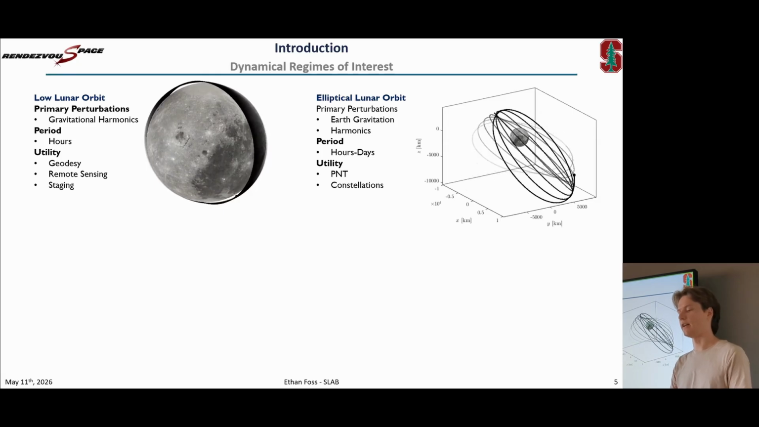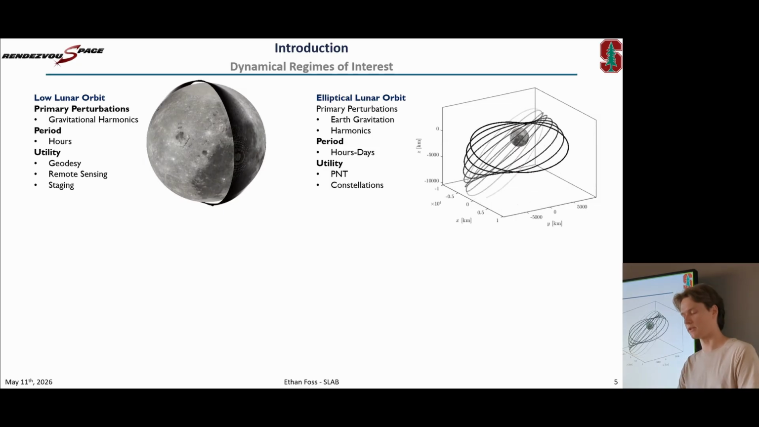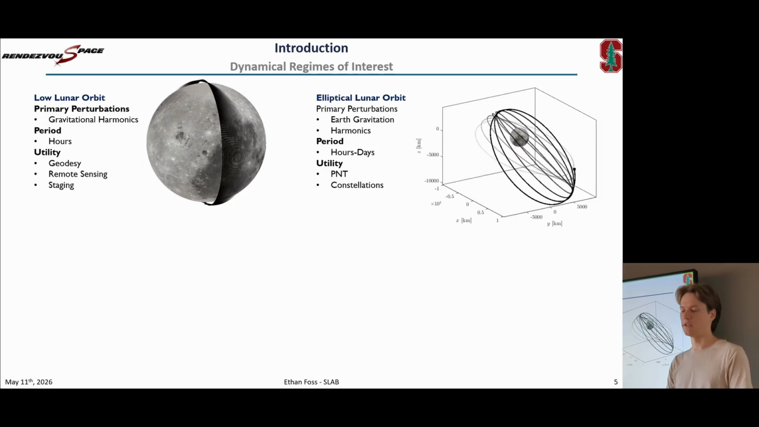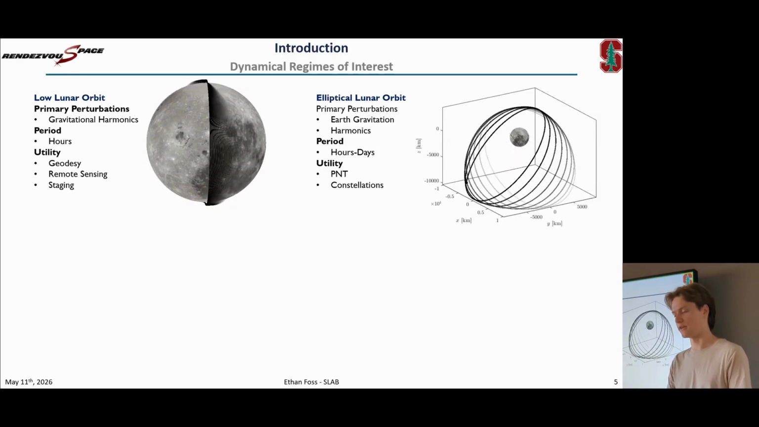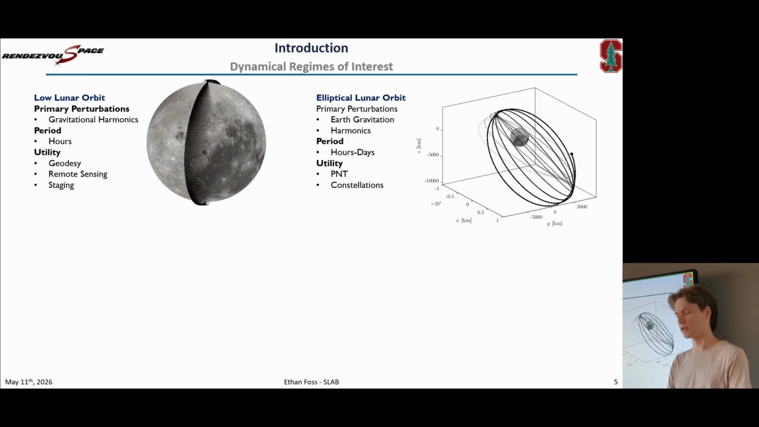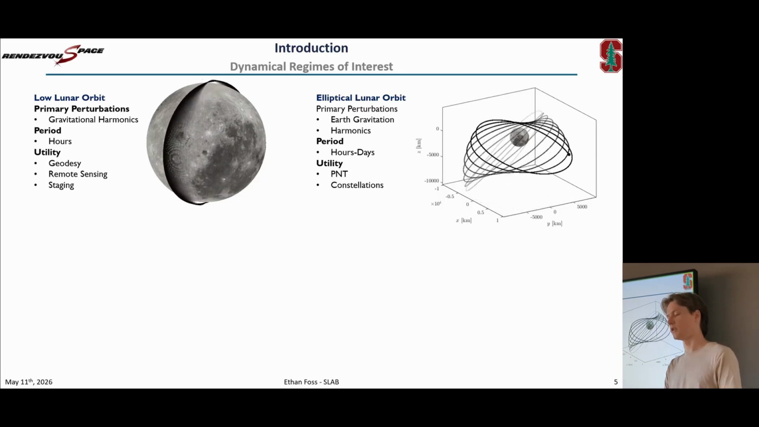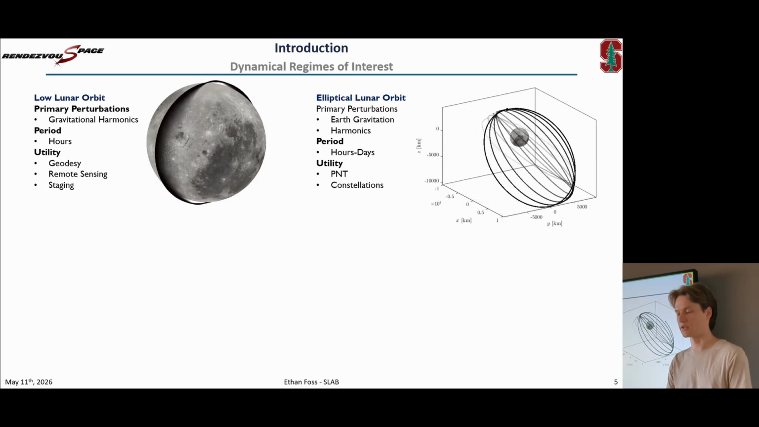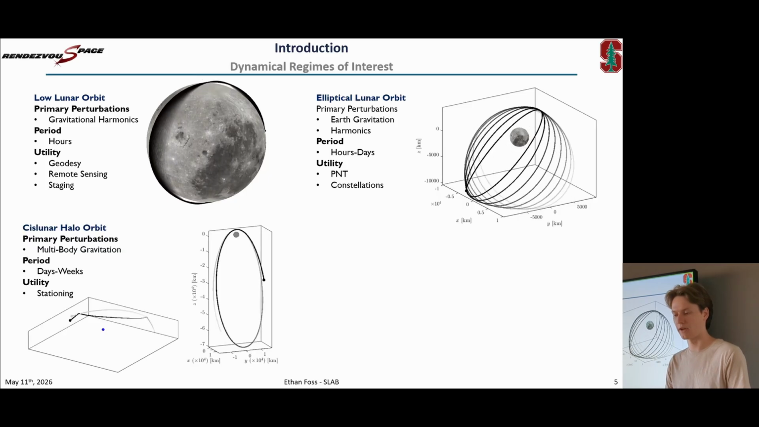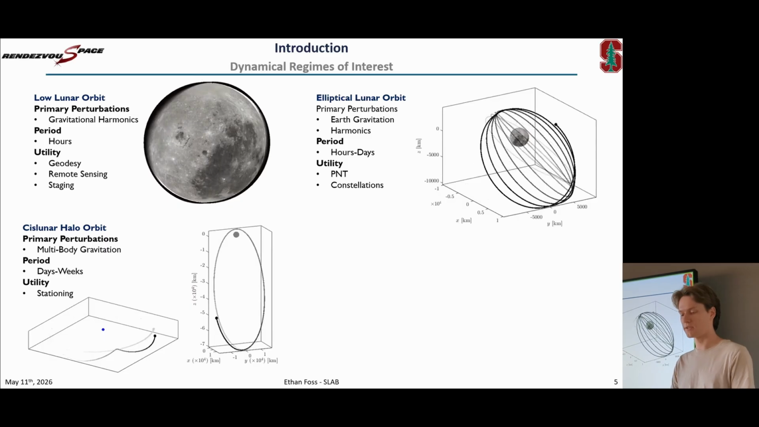We also have elliptical lunar orbits. These are the types of orbits we would see for PNT constellations about the Moon. These have periods of hours to days, and are also very challenging due to the perturbation of Earth gravitation and the gravitational harmonics of the Moon, which can lead to essentially collisions with the Moon if you're not careful. Moving further out, we have cislunar halo orbits.